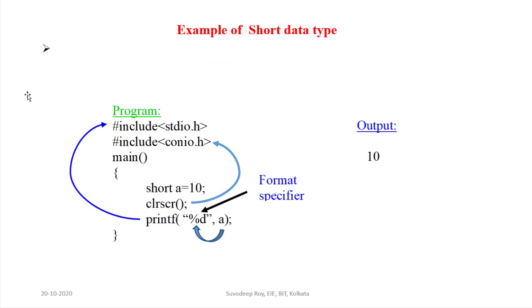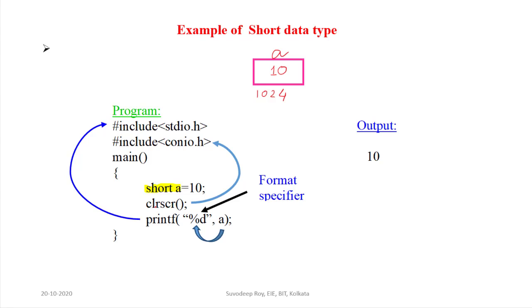Now coming to the example. This is a very simple program. I have declared a variable a which is a short integer type variable. When we write short a, memory will be allocated for this variable a. Say the memory address is 1024. Now when we write a is equal to 10, the value 10 will be stored inside that memory location.